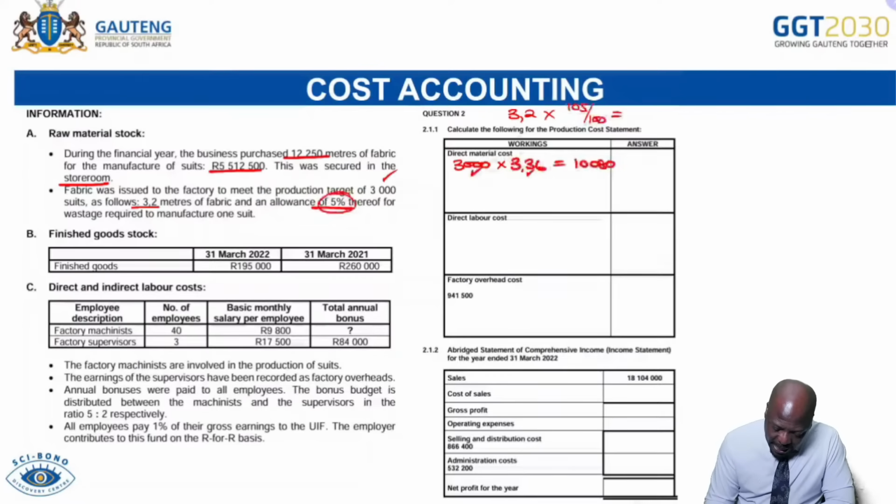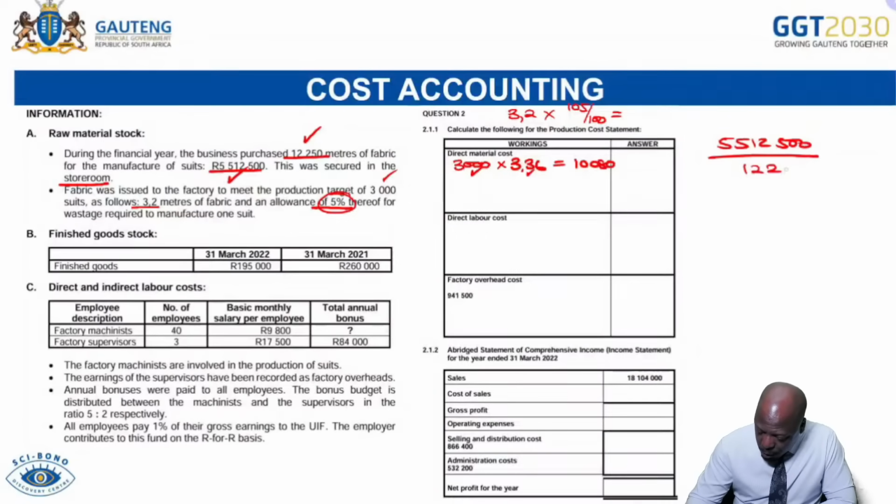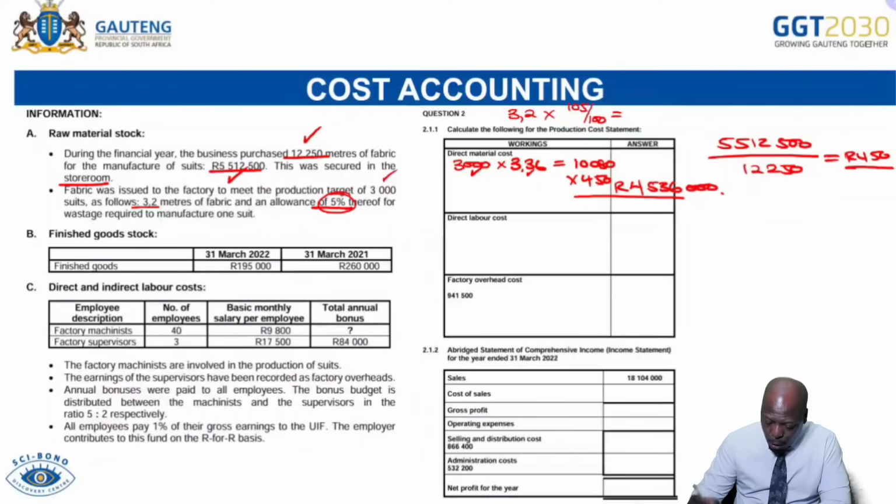Then we now need to multiply by the cost per meter of fabric. But we are not given the cost per meter of fabric. We are told that during the financial year, we purchased 12,250 meters of fabric, and we paid 5,512,500. So if I am to get my cost per meter, I need to do some calculations. I say 5,512,500, and I divide that by the meters of fabric that I bought, which is 12,250, and that's going to give me 450 rands per meter. So I multiply the 10,080 by 450, and that will give me my direct material cost, which is 4,536,000. That becomes my direct material cost.